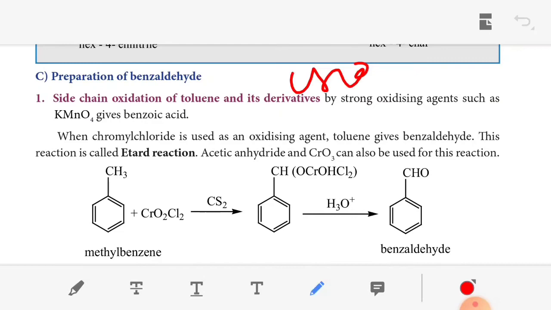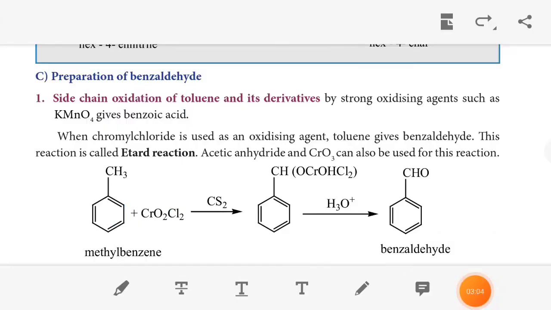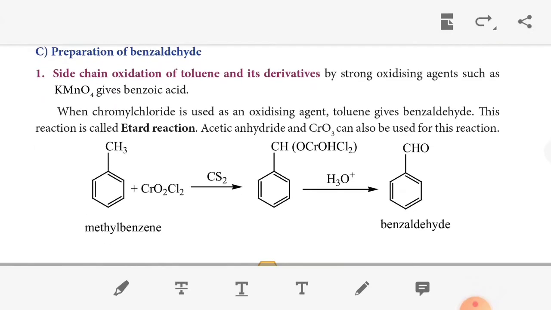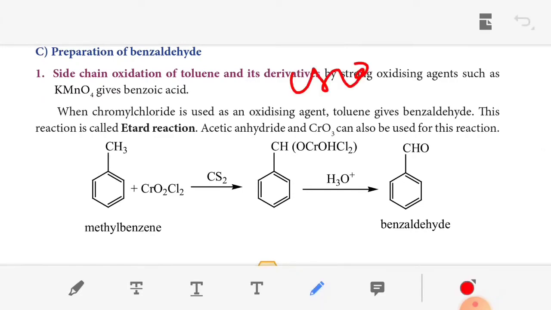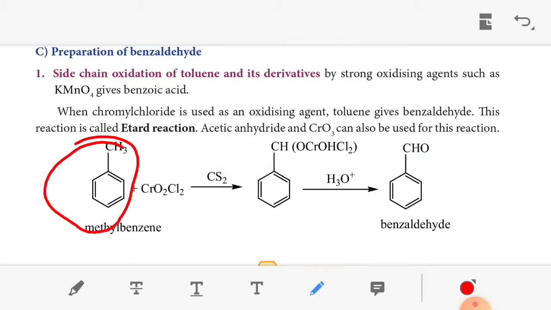The side chain oxidation of toluene and its derivatives by strong oxidizing agents such as KMnO4, potassium permanganate, gives benzoic acid. So when chromyl chloride, CrO2Cl2, is used, methylbenzene, which is toluene, C6H5CH3, gives benzaldehyde. So methylbenzene is oxidized using chromyl chloride.